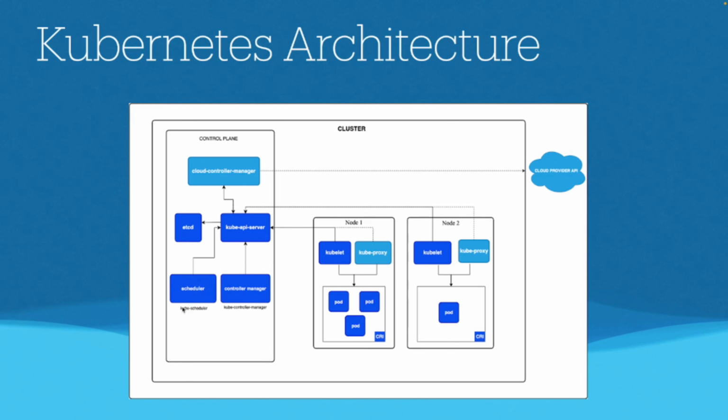And then we have kube scheduler. This decides which node each pod should run on. And finally, we have kube controller manager. This keeps the system in a desired state. That means if a pod dies, it recreates it. So that's all about the high level information about the control plane and its components.